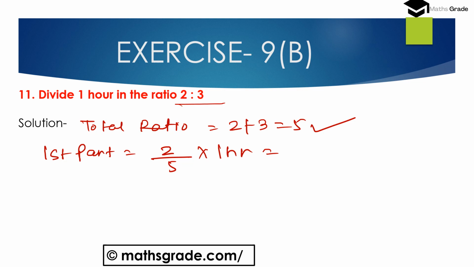And we know 1 hour is 60 minutes. So 2 divided by 5 multiplied with 60 minutes. Cancelling 5 and 60, we know 5 multiplied by 12 is 60. So multiply 2 with 12 is 24 minutes.